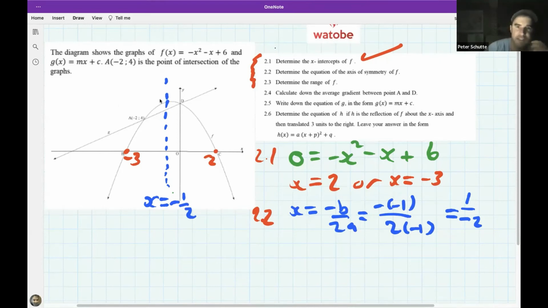Now, the next question for the range doesn't really care about the x values. What it cares about is the y value. And my hint to you is, you know the x value of the turning point. If only you could figure out what the y value is, that might help you figure out the range of this graph. So in the chat, if you could put the turning point, the full turning point, if you can figure it out, and then write down what the range is for your particular parabola that you see here, because that's question 2.3, determine the range.